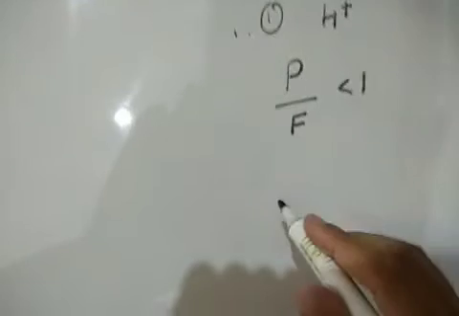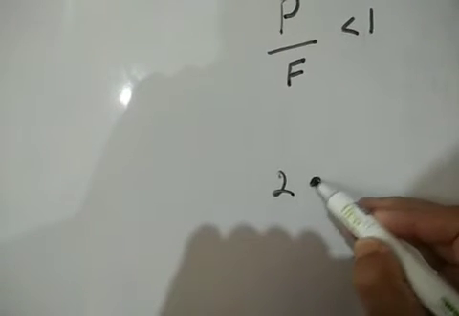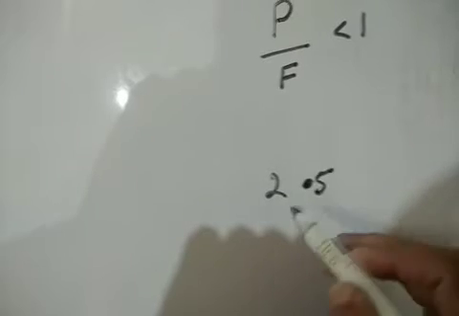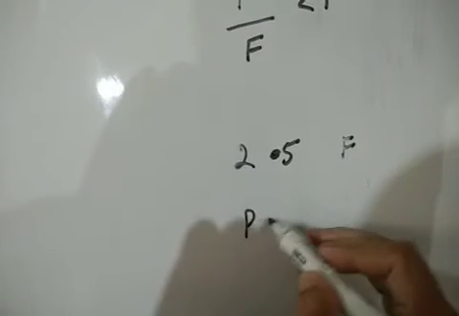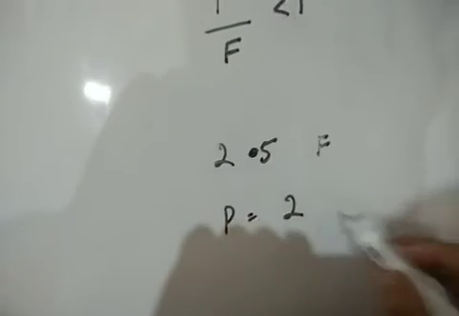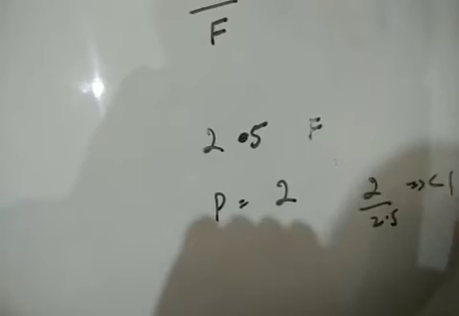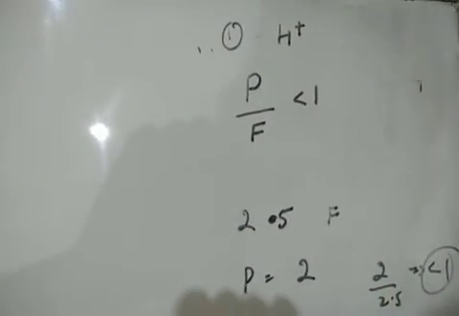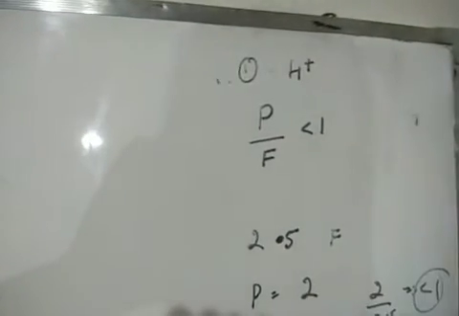In the experiment we use around 2.5 grams of formaldehyde, and the phenol we are using is around 2 grams. So that makes the ratio 2 by 2.5, which is less than 1. This is the important thing that we have to remember, the ratio, because if we change the ratio, the type of polymer formed will vary.